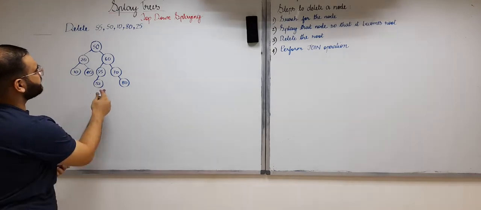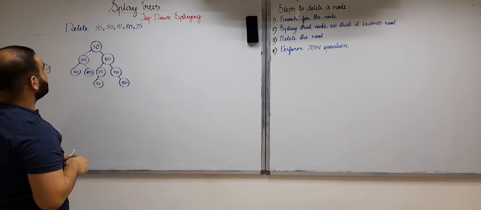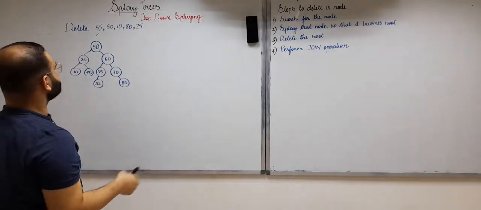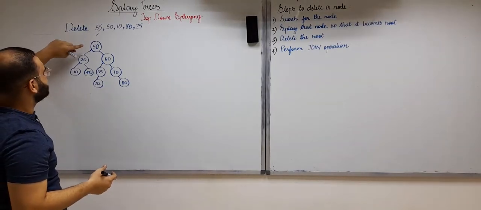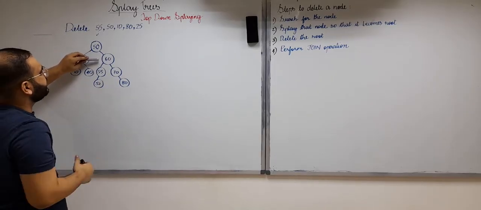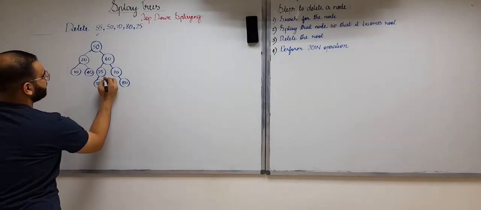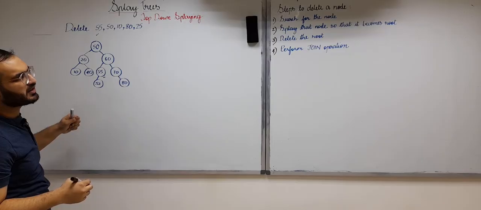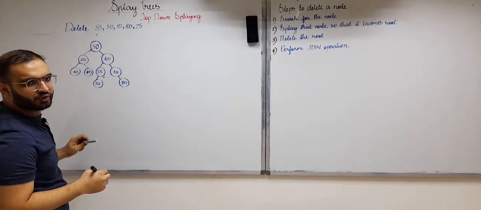So now this is the splay tree in which I'm going to delete these elements. First of all, we have to delete 55. According to the first step, let us search for the node like how we search in a BST. 55 is greater than 50, so we go to the right side. 55 is less than 60, so we go to the left side. So this is 55. Now the second step: we don't have to delete this node. We have to splay this node 55 so that it becomes the root of the splay tree.